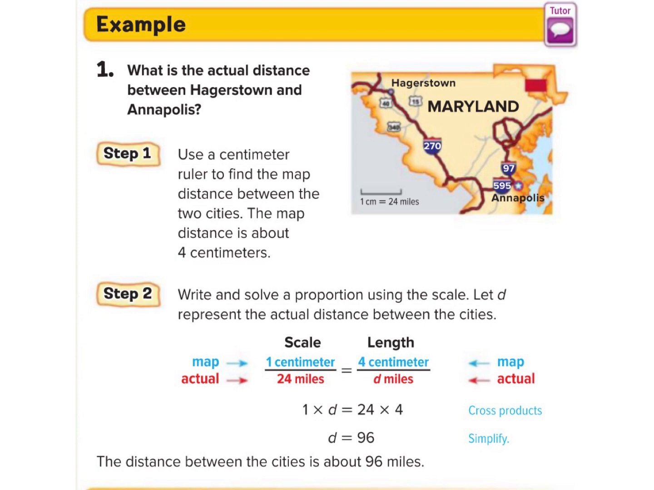So our scale, which you can see on the map, is 1 centimeter equals 24 miles. So on my map, for my scale, I would have 1 centimeter over the actual amount, 24 miles, equals 4 centimeters over D miles. You then are going to cross multiply, and I would have 1 times D equals 24 times 4. If you simplify that, D equals 96.